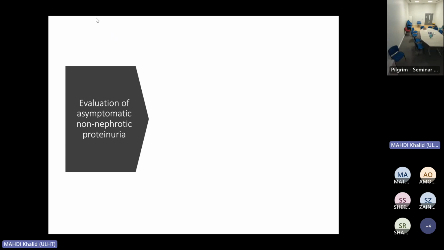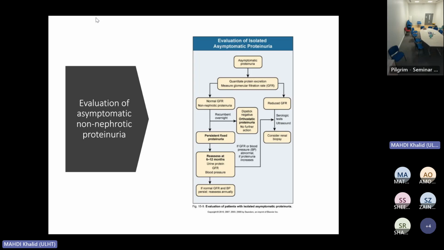So if we start talking about asymptomatic non-nephrotic proteinuria, I want you to look at the whole diagram. It points to the same facts we talked about: when do you investigate and how do you investigate? If you've got a normal GFR, you probably need to repeat and check again to see if it gets significant, using an early morning sample, and reassess. On the other hand, if GFR is reduced, there's more reason to look for GN.